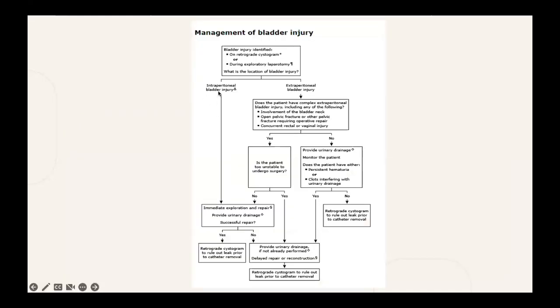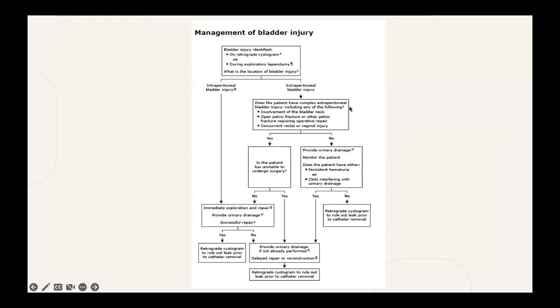For patients with intraperitoneal bladder damage, we skip all of these and go straight away for immediate exploration and repair. We do not wait at all. And if it's successful, we keep monitoring the patient for any leakage.